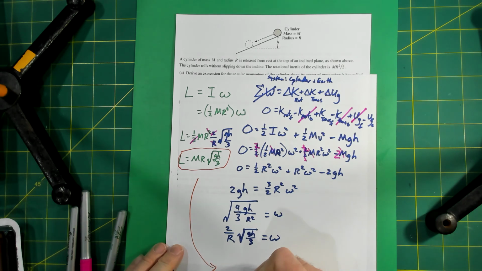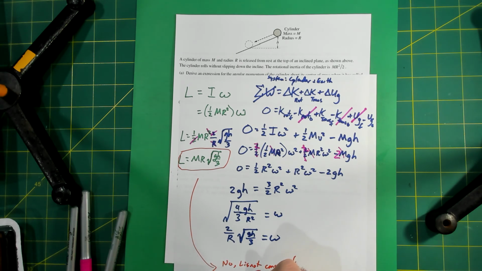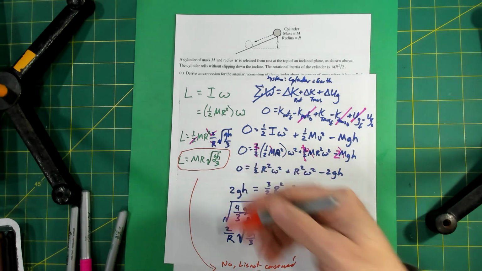So on the one hand, you can say, no, L is not conserved, because we can see the height will be changing, and the height is in the equation for L. Okay, so that's one thing. Since you just derived that, you can use that.